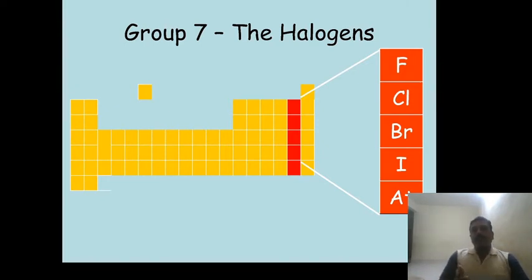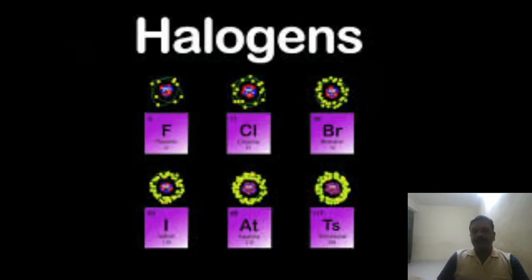If you see the elements, then you can observe that there are 7 electrons in the outermost shell. So because of that they are placed in group 7. This is fluorine, chlorine, bromine, iodine, astatine.